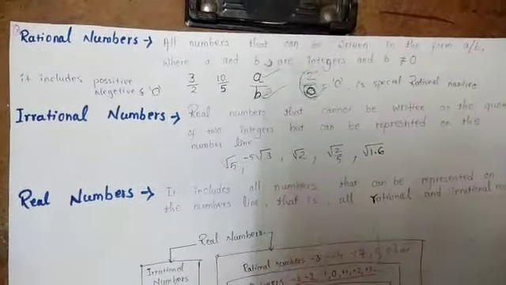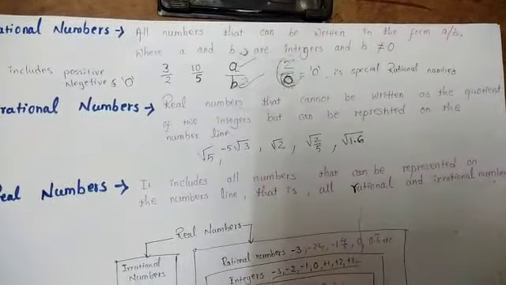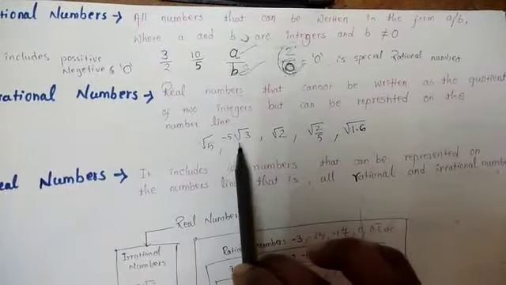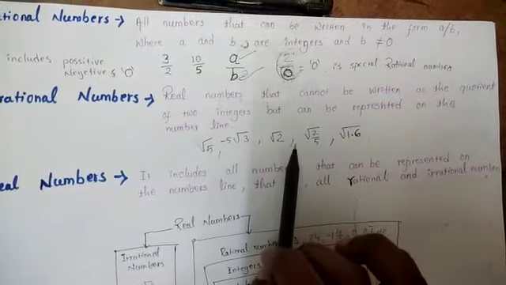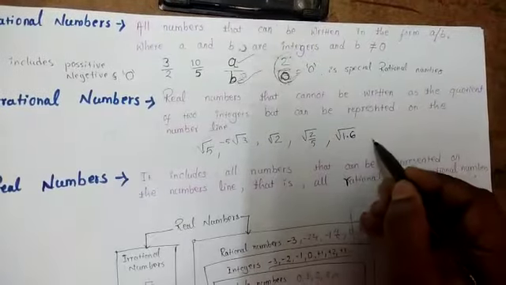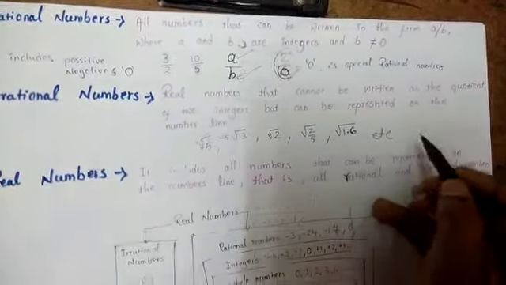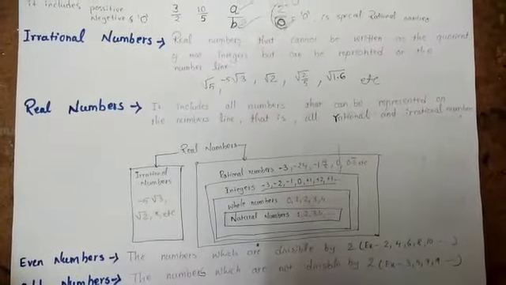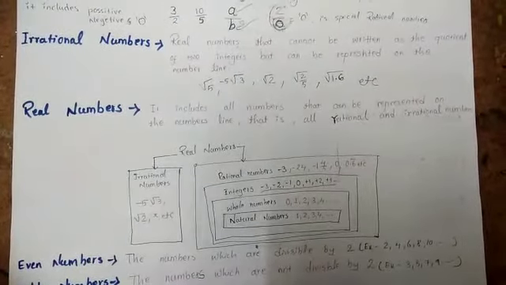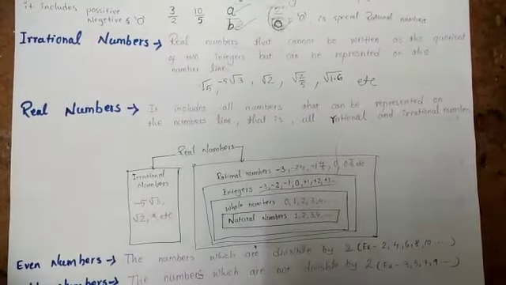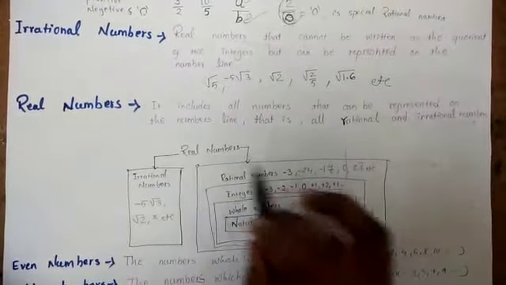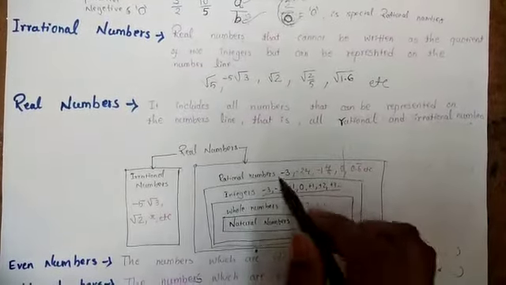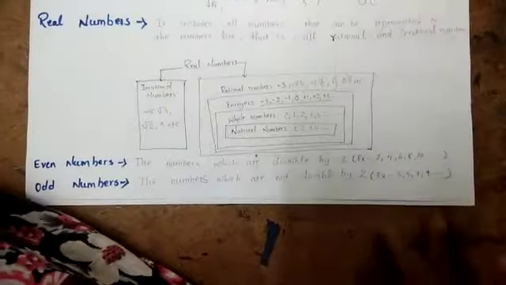Irrational numbers, real numbers that cannot be written as the quotient of two integers but can be represented on the number line. The examples are root 5, minus 5, root 3, root 2, root 2 by 5, root 1.6, etc. Real numbers, it includes all numbers that can be represented on the number line, that is all rational and irrational numbers. From this picture you can get a clear idea that it includes natural numbers, whole numbers, integers, rational numbers and irrational numbers.